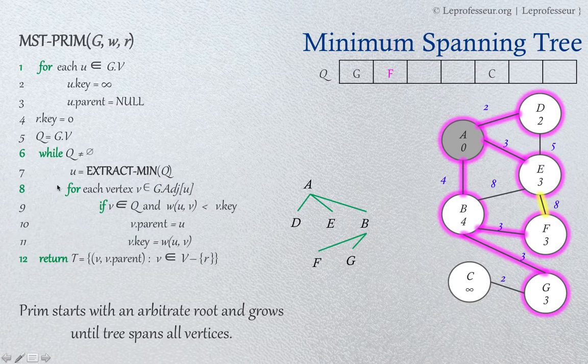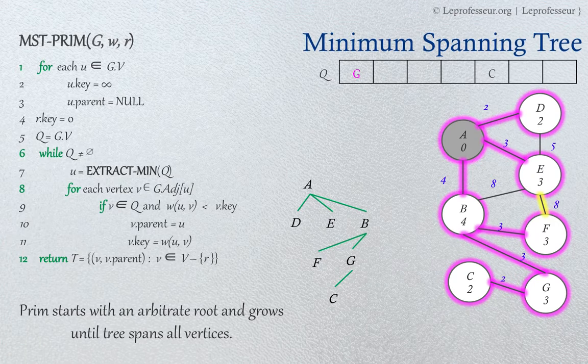And now we are again back to extract min Q. Now we have left G and C, so next would be G. So let's select G. Adjacent to G we have only one vertex, which is C, and we made all the changes. We execute line number 10 and 11, and we change the key value of C, and we change the parent of C, which is G.